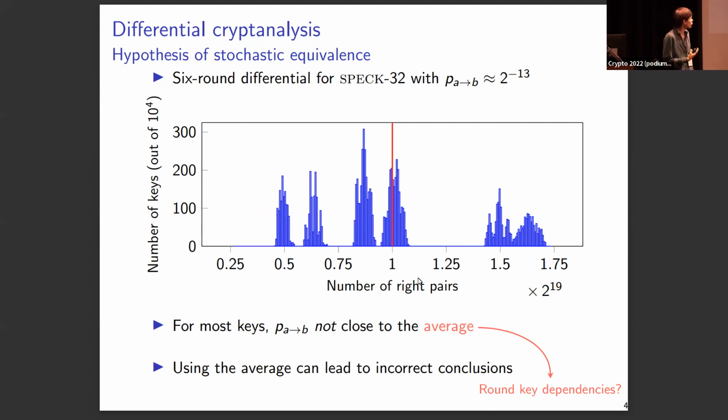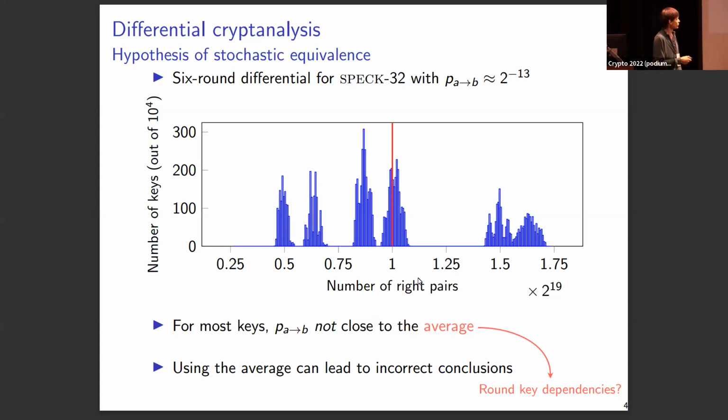The most important conclusion for practice is that if you were to use the average, this would give incorrect conclusions in this case. For example, let's say you take 2 to the 13 pairs, and on average you'd expect one right pair. But there are a bunch of keys for which that just wouldn't be enough, so you'd be saying that your success probability is much larger. But this is still a moderate case; it can be much worse.